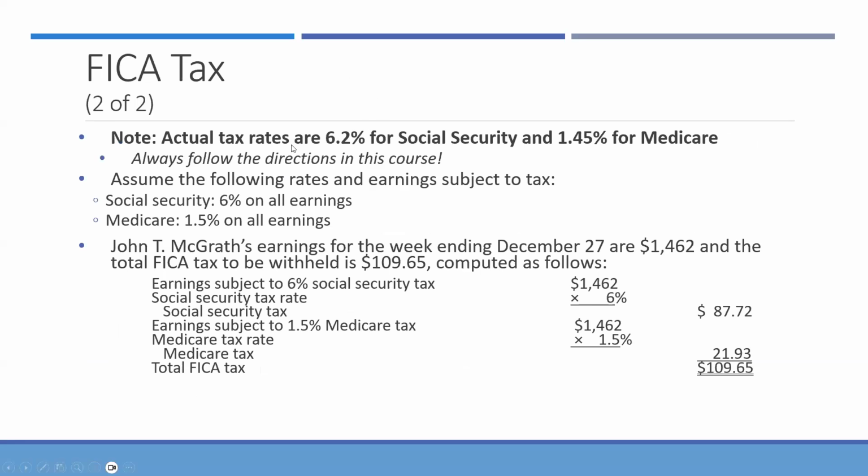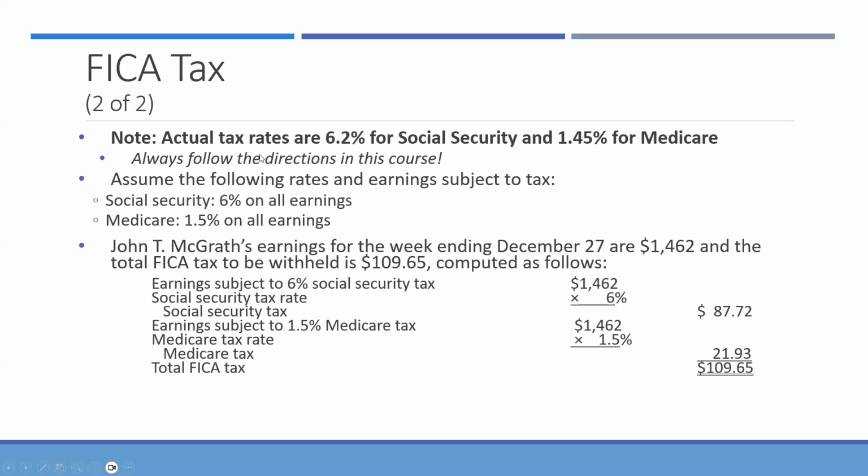And note that the actual tax rates for Social Security is 6.2%, and Medicare it's 1.45%. And both the employer and the employee pay this. So for John here, the Social Security is taken from him, which is 87.72, and then 21.93. And the employer also is paying that additionally, and that would be like FICA tax expense or something like that. But that's not recorded as part of this problem.